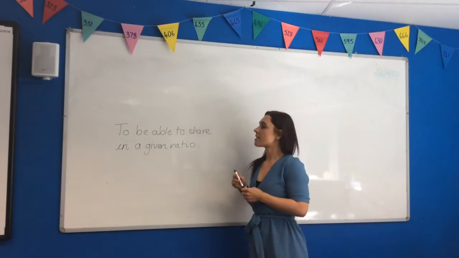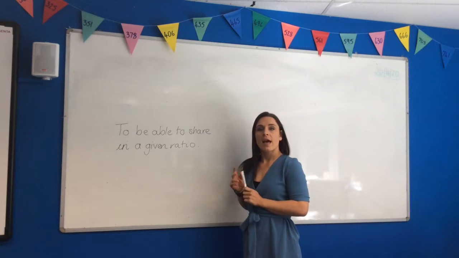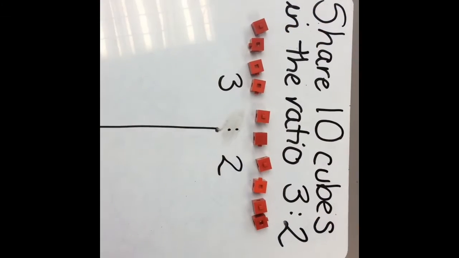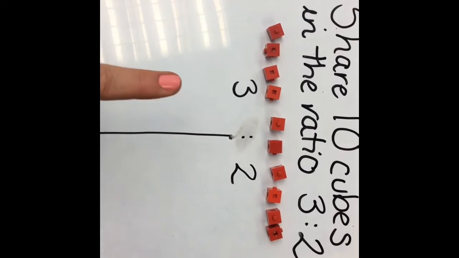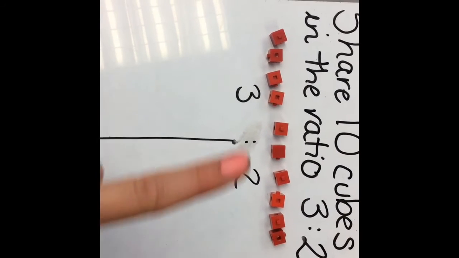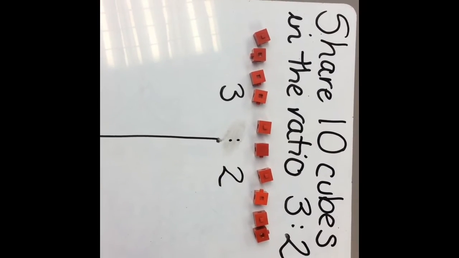Today's objective is to be able to share in the given ratio. I'm going to talk you through it first, and then you can have a go at a couple of questions by yourselves. Here is a question. Share 10 cubes in the ratio 3:2. This means for every 3 cubes we have on this side, there must be 2 over here. We can answer this question just by splitting the cubes up.